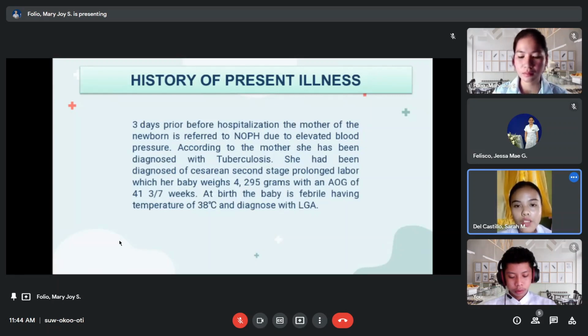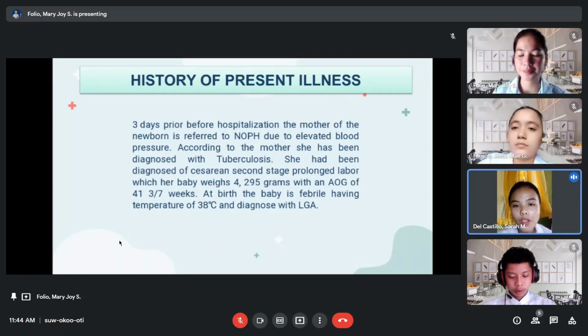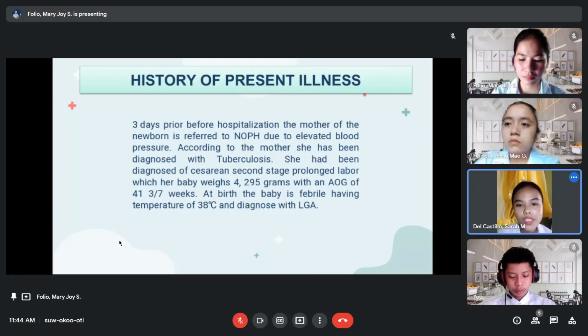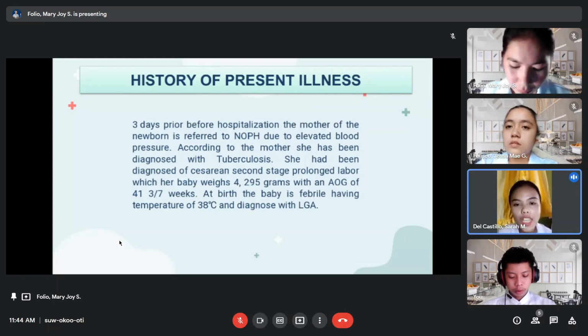So next slide. For the history of present illness, 3 days prior to hospitalization, the mother of the newborn was referred to NOPH, the Negros Oriental Provincial Hospital, due to elevated fever. According to the mother, she has been diagnosed with tuberculosis. She had been diagnosed with cesarean second stage prolonged labor, and the baby weighs 4,295 grams with an age of gestation of 41.37 weeks. At birth, the baby is febrile, having a temperature of 38 degrees Celsius, and diagnosed with LGA.